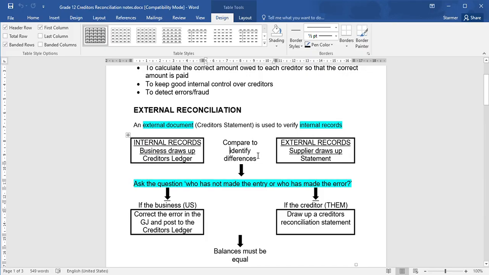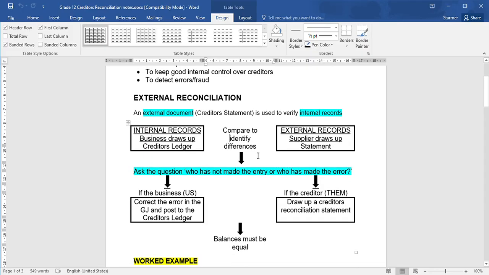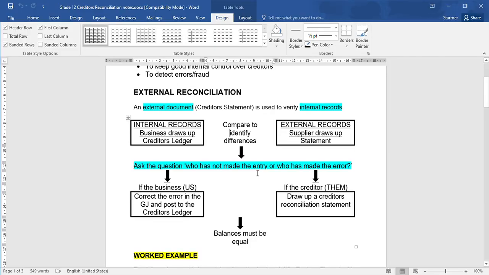Once you've done that, you ask yourself the very important question, who has not made the entry or who has made the error? Now there's only two answers here. It can either be the business, which I always refer to as us, or it could be the creditor, which I always refer to as them. And when I go through the worked example in a minute, I'll show you how to use us and them to give you a far better chance of getting this work correct.